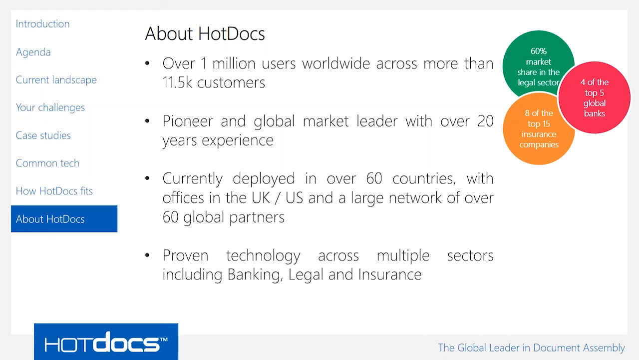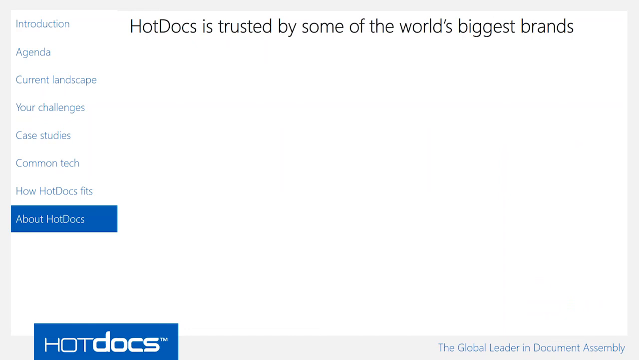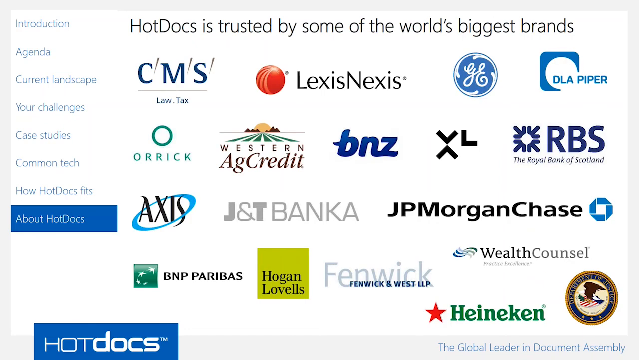So 60% of the market share in legal, 4 of the 5 top global banks, excluding Chinese banks, and 8 of the top 15 insurance companies. And we're a Microsoft Gold partner and Gartner certified us as a cool vendor and best of breed system as well. And we're used and trusted by some of the world's largest brands. These are some of the organizations that we're allowed to say who we work with, people like RBS, JP Morgan, JT Banca, Heineken, Department of Justice, and a few of the other law firms in there as well.